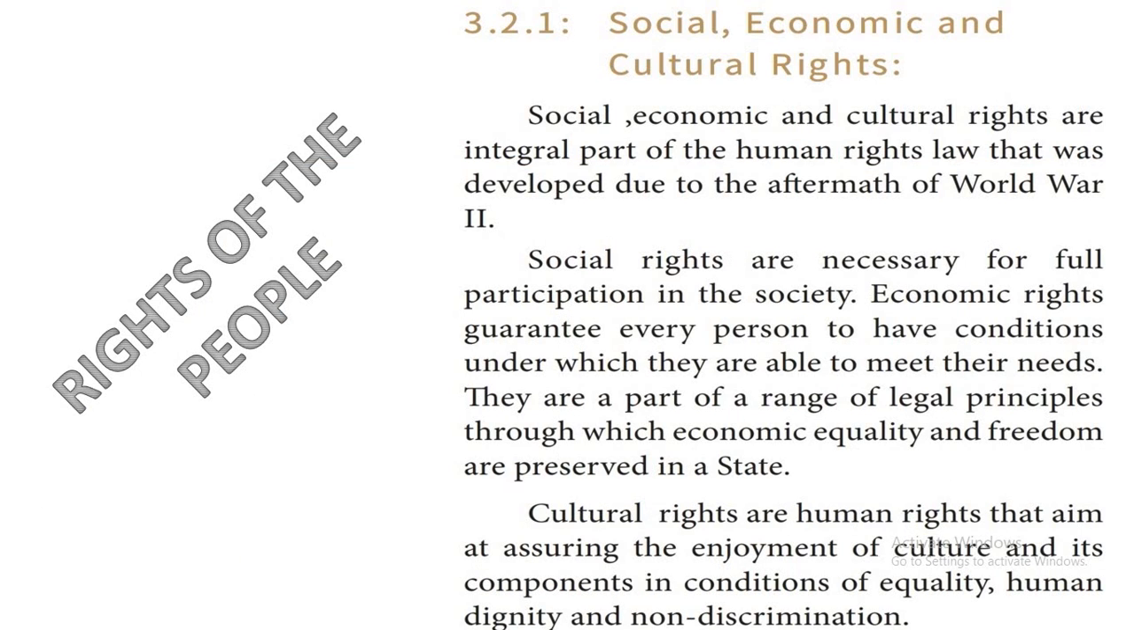Let's see some of the rights of the people. The main rights of the people are social rights, economic rights and cultural rights. They were developed in the aftermath of the Second World War. The social rights are necessary for full participation in society, whereas the economic rights guarantee every person conditions under which they are able to meet their needs, especially the basic needs. The cultural rights are the human rights that aim at assuring the enjoyment of culture and its components in conditions of equality, human dignity and non-discrimination.